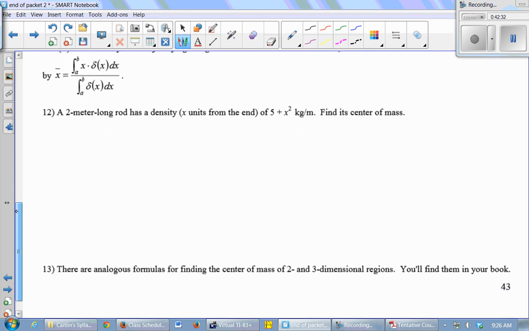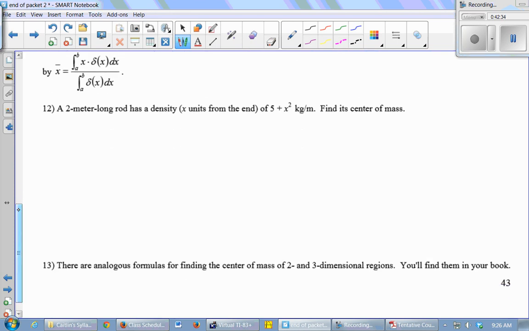So deriving the formula is a lot more complicated than using it. Let's say you have a 2-meter long rod. It has a density, x units from the end, of 5 plus x squared kilograms per meter. We want to find its center of mass. So I've got this 2-meter long rod. Pick a random spot, x sub i. Its density at that spot is 5 plus x squared kilograms per meter.